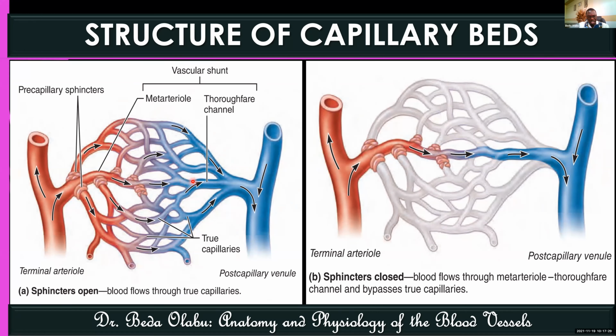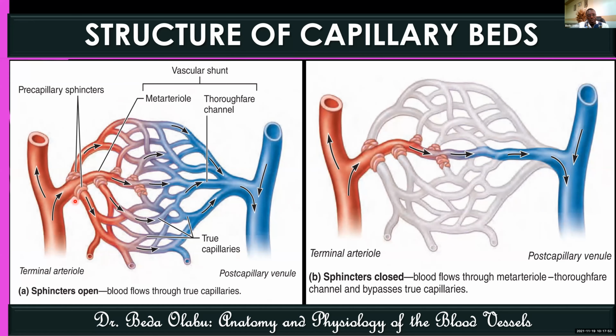The thoroughfare channel is the channel on the venous side. So that thoroughfare channel is continuous with the meta-arterial. And that path is not so much involved in exchange, minimal. I'm not saying zero, but minimal involved in exchange of substances for blood to go to the vein.